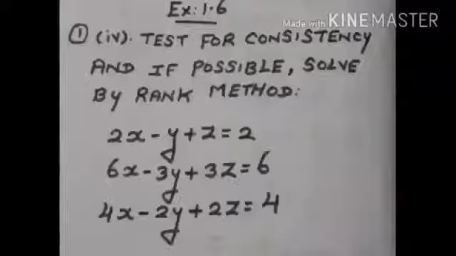Exercise 1.6, question 14. Test for consistency and, if possible, solve the following system of equations by the rank method. They have given three equations here: 2x minus y plus z equal to 2, second equation 6x minus 3y plus 3z equal to 6, and third equation 4x minus 2y plus 2z equal to 4. These three equations have three unknowns, x, y and z, and we are going to consider the number of unknowns as n.